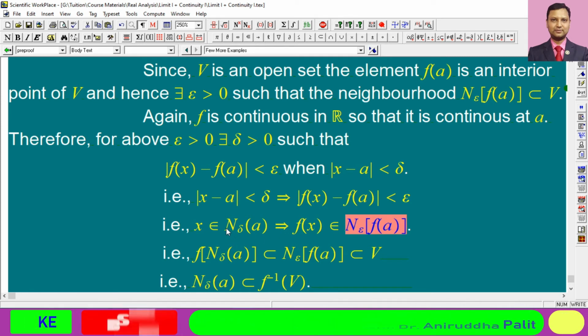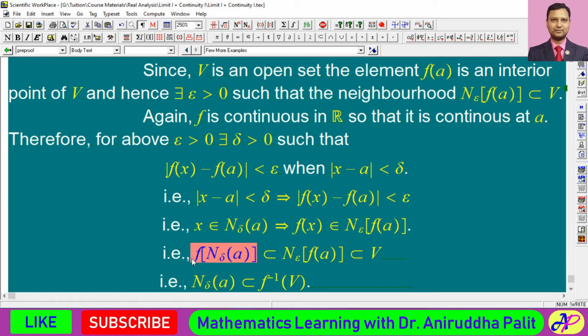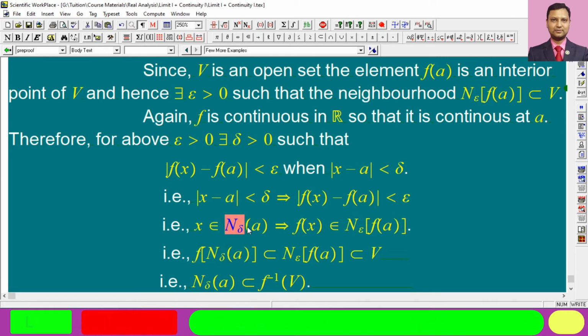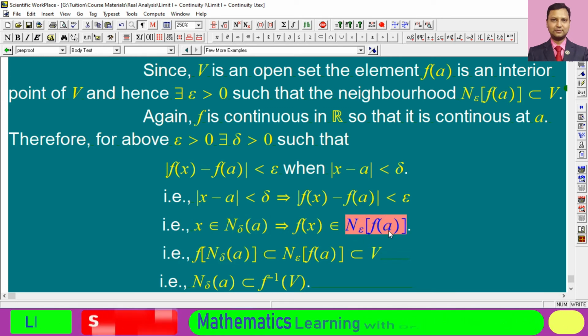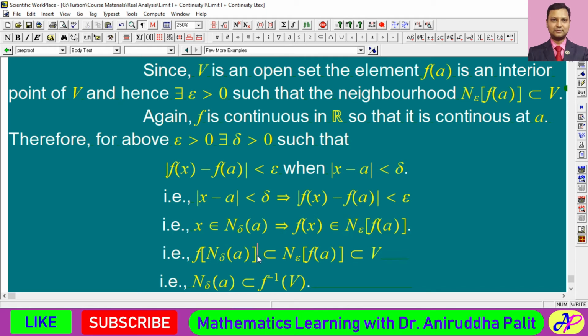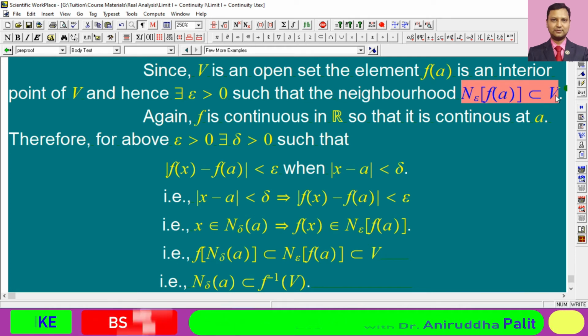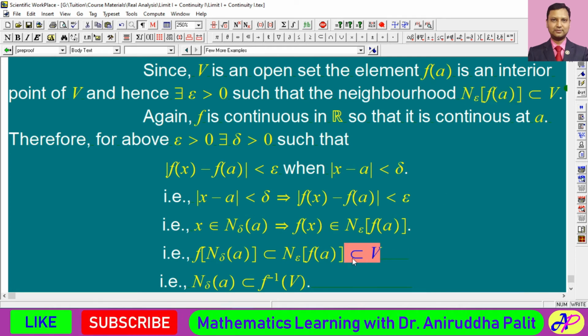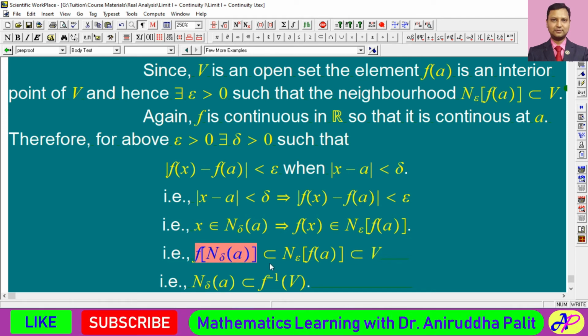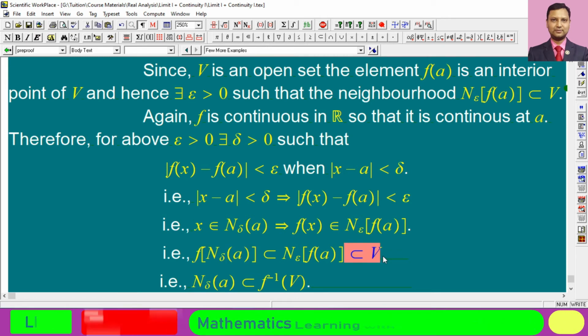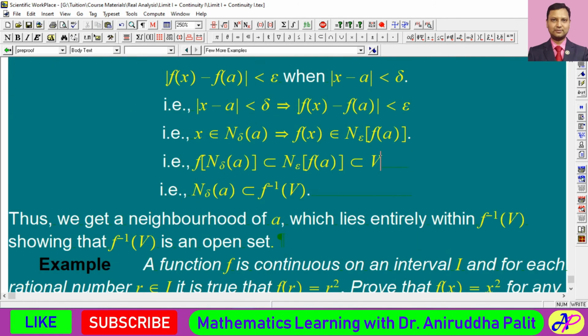So আমরা বলতে পারবো that the image set of this neighborhood of A, that means this expression f of N delta A, must be a subset of this set. সেজন্য এটা লেখা হচ্ছে that f of N delta A is a subset of N epsilon of f of A, and already আমরা প্রুফ করে দিয়েছি that N epsilon of f of A is a subset of V. Therefore আমরা বলতে পারবো that f of N delta A is a subset of V.